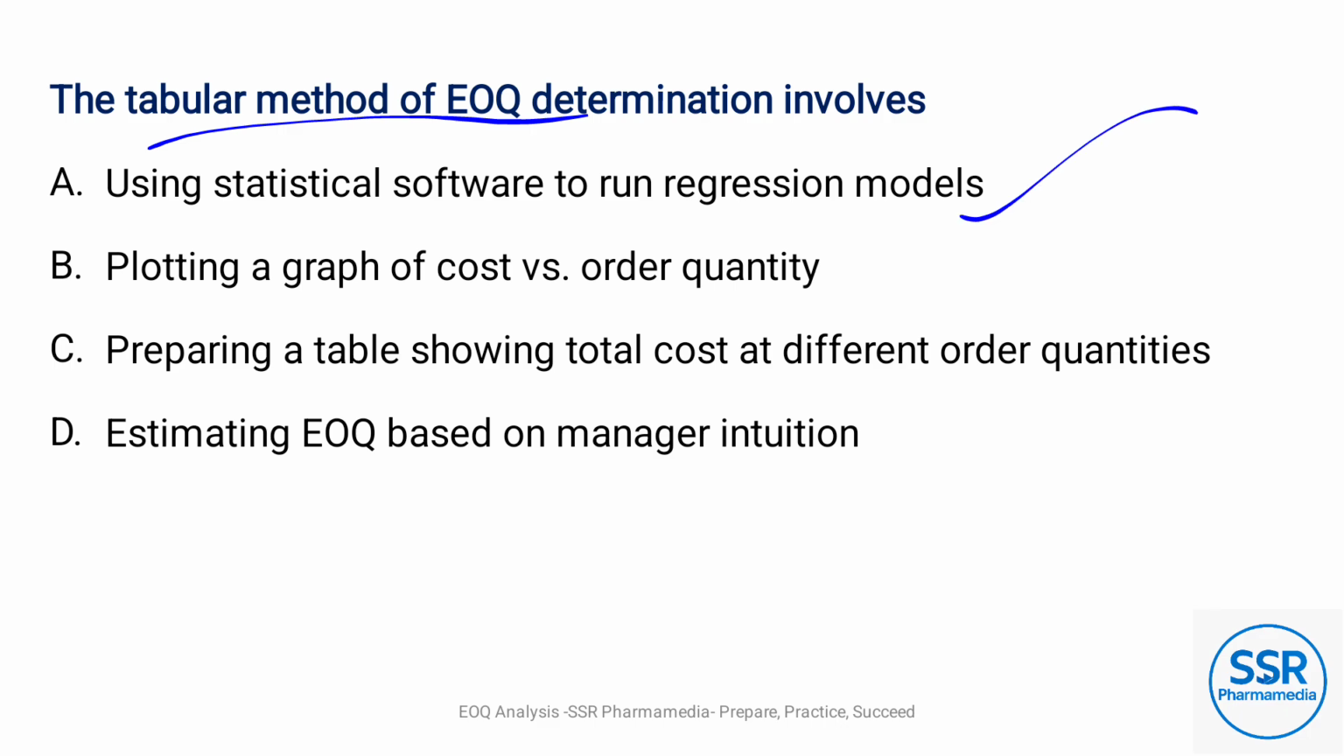Option A, using statistical software to run regression model. Option B, plotting a graph of cost versus order quantity. Option C, preparing a table showing total cost at different order quantities. Option D, estimating EOQ based on manager intuition.